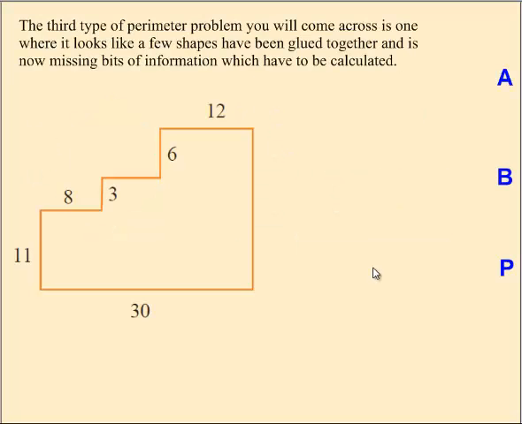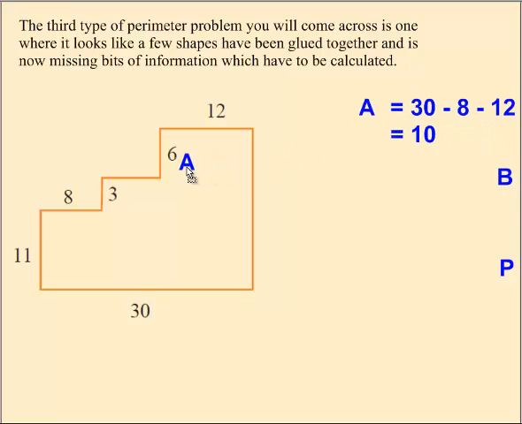Okay, stepping it up a little bit. This here is a little more of a complex shape. As I say up here, it looks like a bunch of shapes have been glued together and you have to work out the perimeter of this one. It's important to note that you're missing some side lengths, so it's not as simple as just going ahead and adding up every number you've got, because you're going to miss this length here and this long length over here. So you do need to keep an eye out for that.